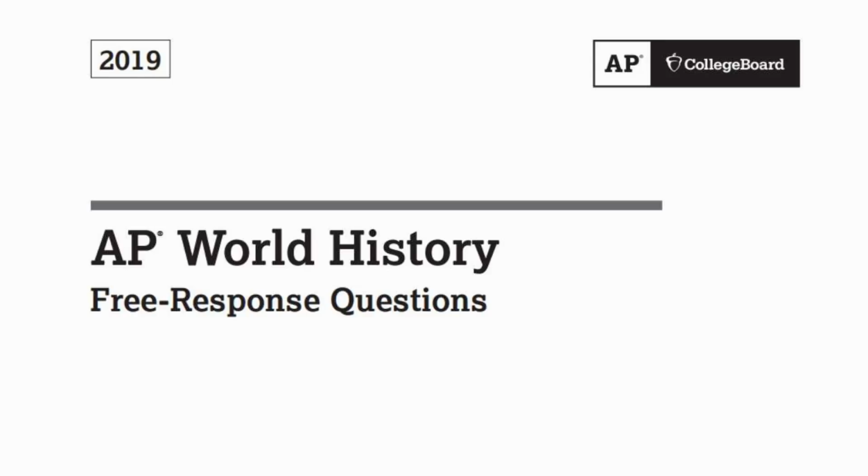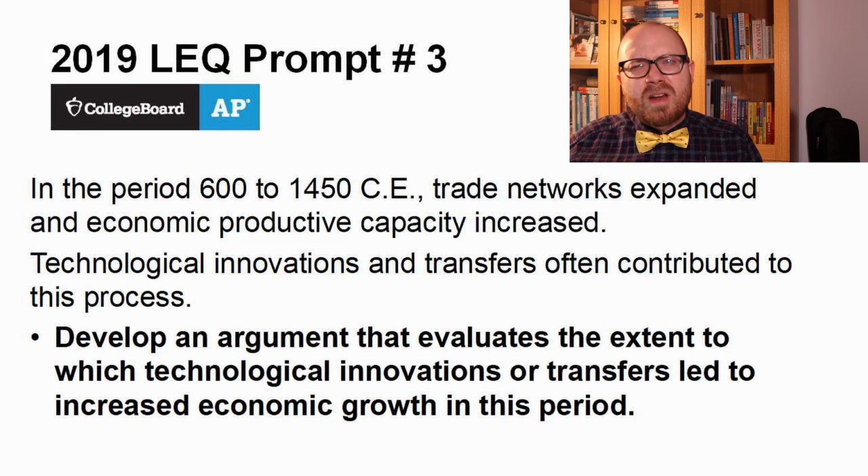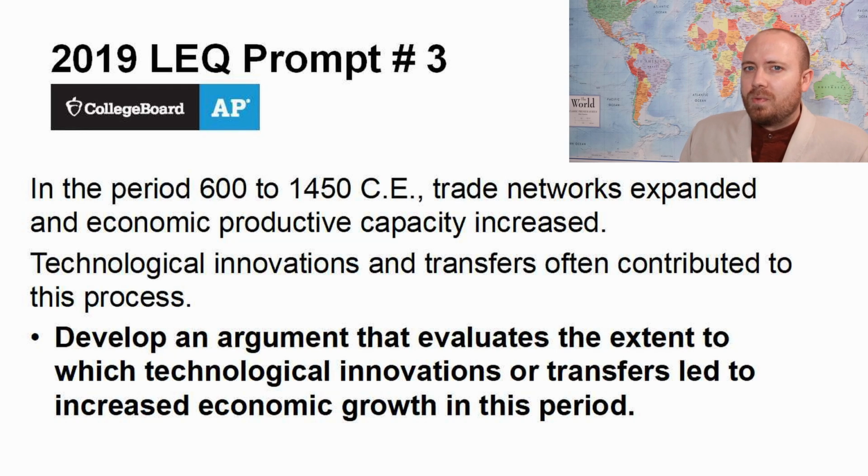Oh, can we please do an LEQ now, Mr. Eichard? Great idea. Let's look at an LEQ from the 2019 exam. In the period 600 to 1450 CE, trade networks expanded and economic productive capacity increased. Technological innovations and transfers often contributed to this process. Develop an argument that evaluates the extent to which technological innovations or transfers led to increased economic growth in this period. But Mr. Eichard, I thought AP World History Modern begins in 1200. But that's okay. We can just pretend the prompt says 1200 to 1450. There's plenty of stuff from both Unit 1 and Unit 2 that you can put in here.